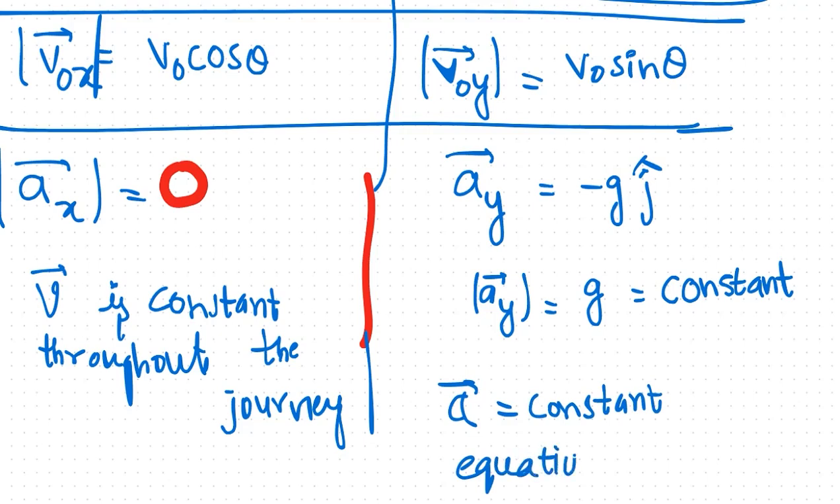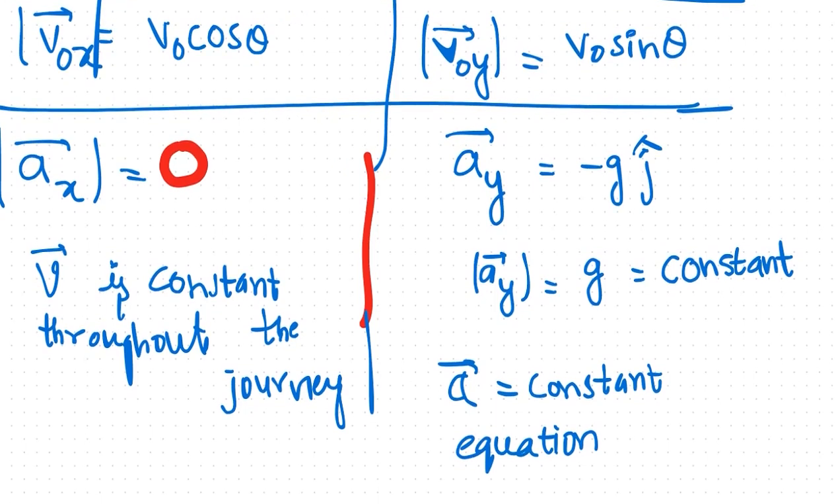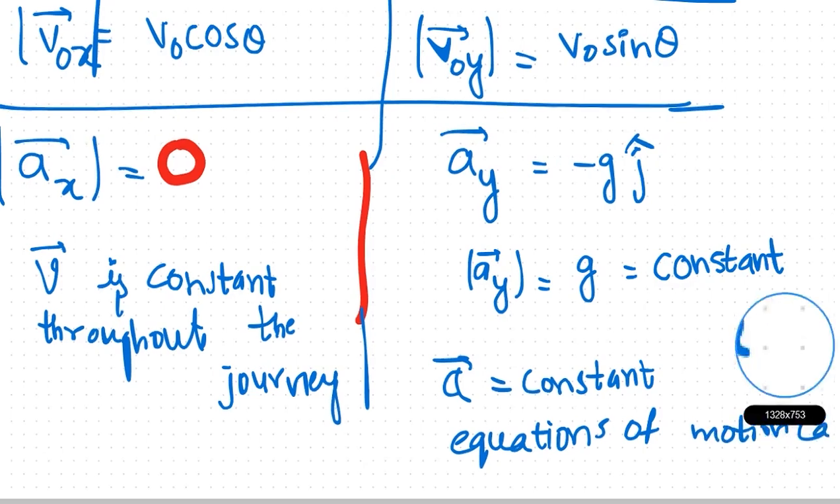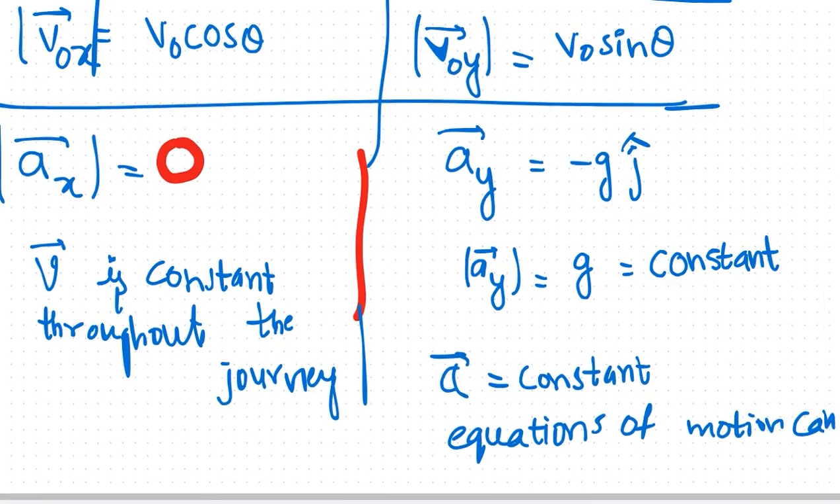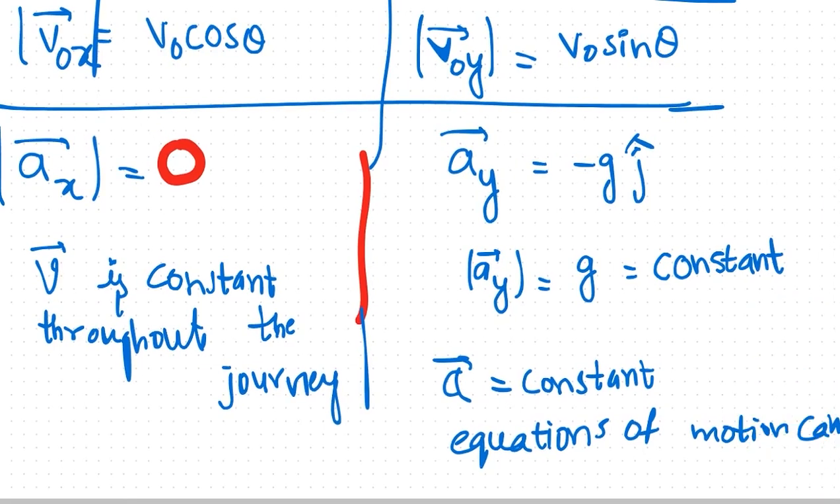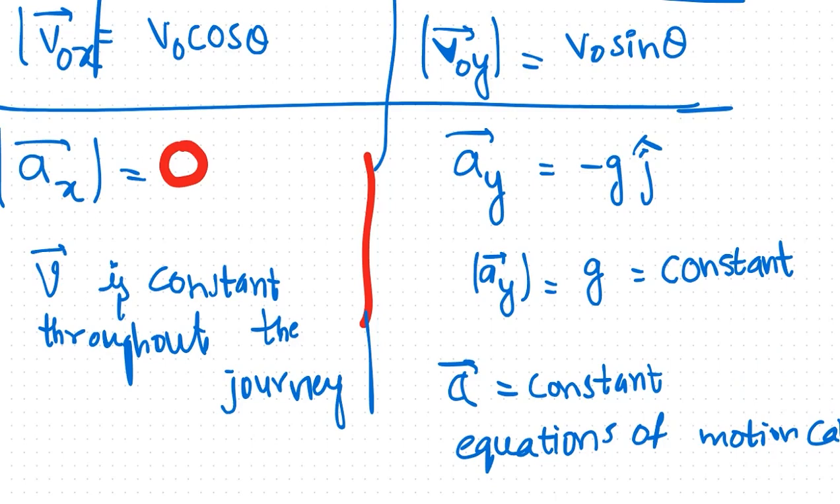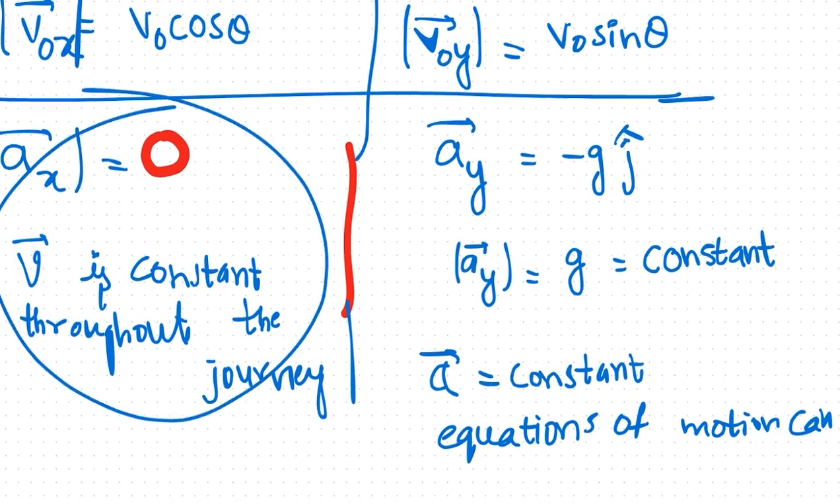We have the formulas. V is equal to V naught plus at, right? Like that. There are 3, 4 formulas. Equations of motion can be used. So do we have a strategy to deal along the y direction now? And do we also have a strategy to deal along the x direction?